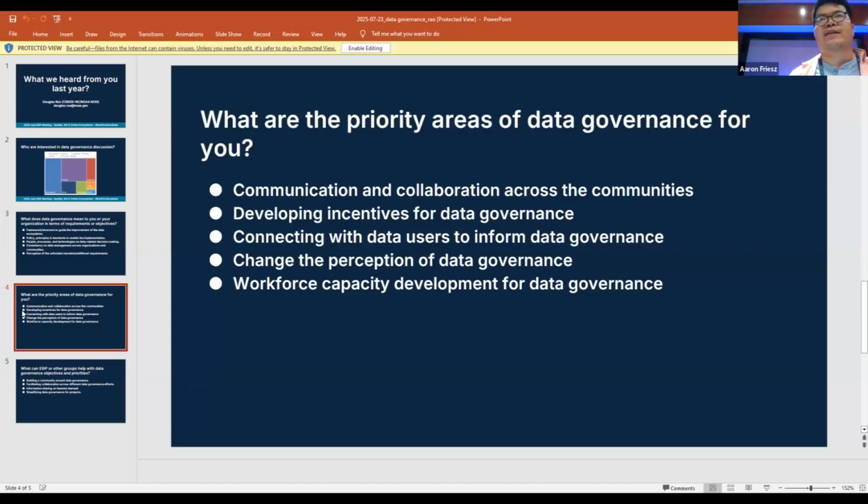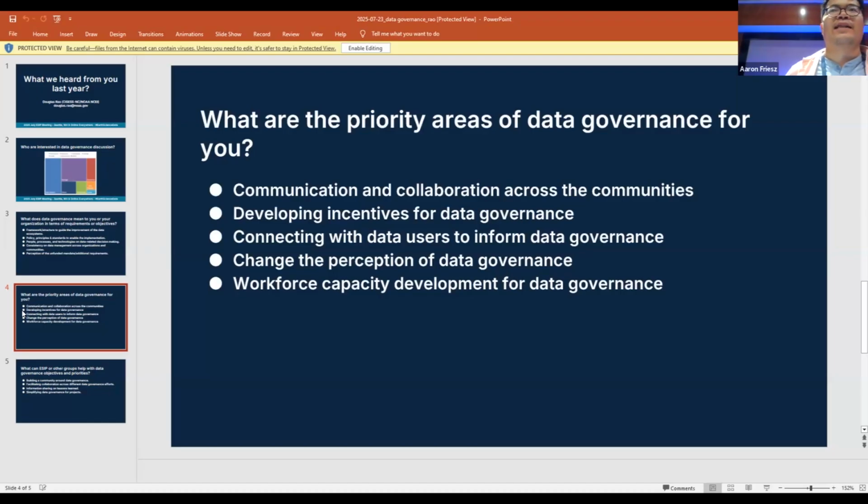And then developing incentives for data governance, where one of the more direct responses to that question was carrots and sticks. So it's not just incentives, but there are also maybe certain requirements or penalties if you do not do things in the right way. And the third one is connecting with data users, who can really inform the data governance processes. The last 2 include changing the perception of data governance, which means working with people in the data governance realm to help them understand data governance better.